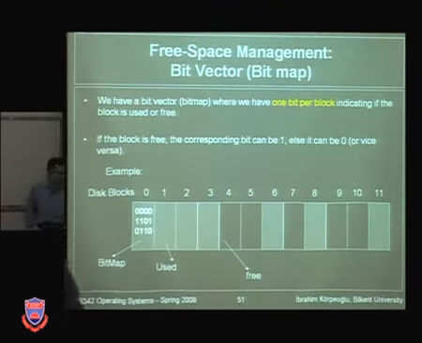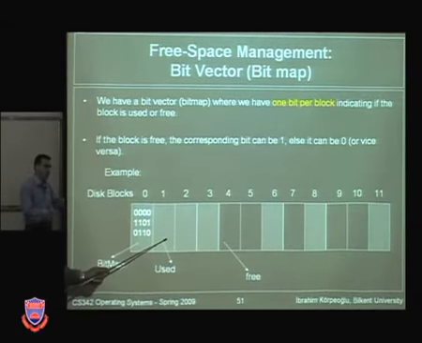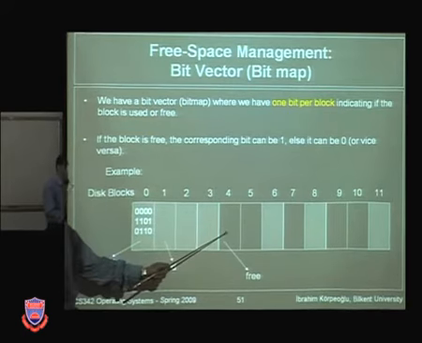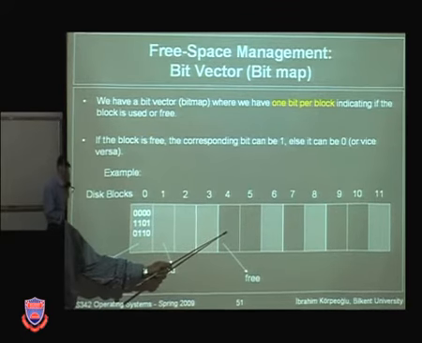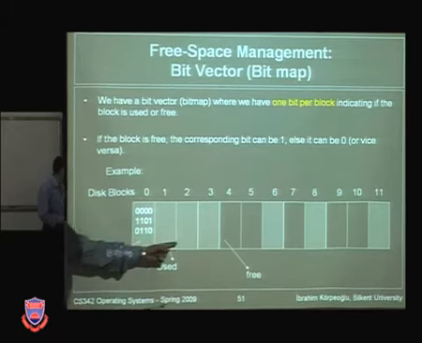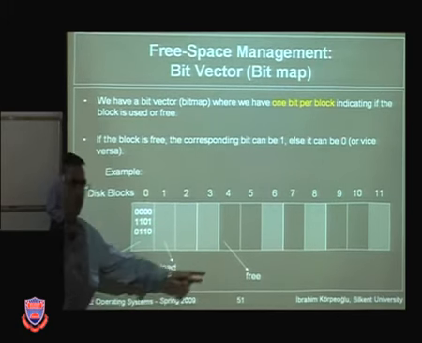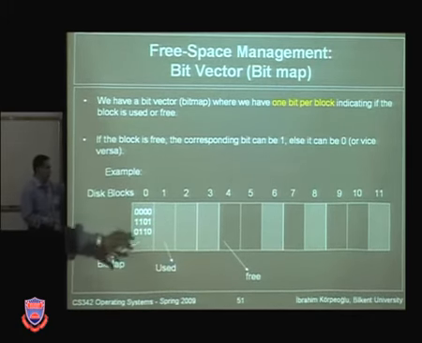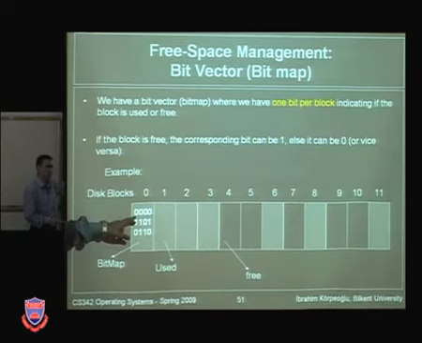Assume this gray indicates that the block is used, and here the block is free. So this is a used block, used block, used block, used blocks, and a free block. For each of the used blocks, the corresponding bit should be 0, right?